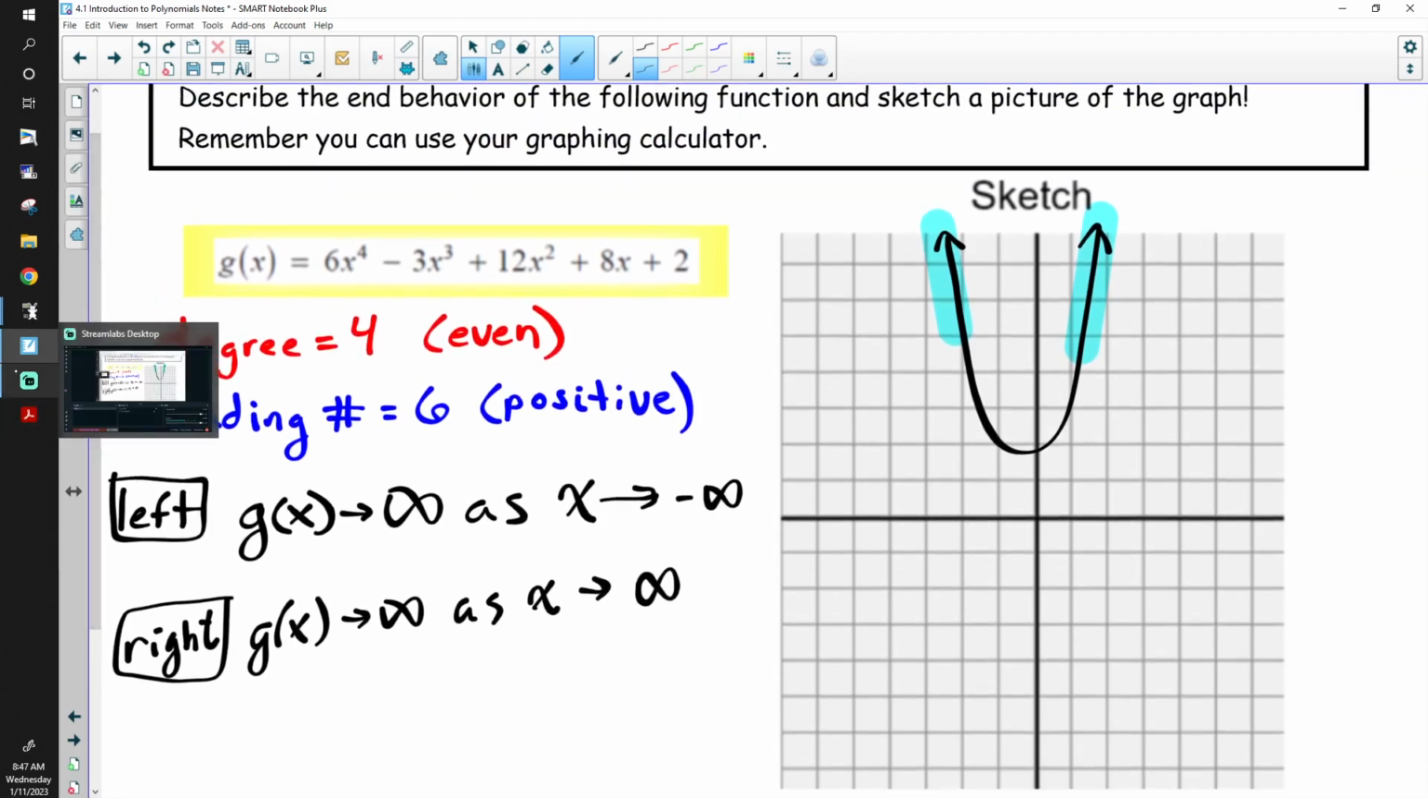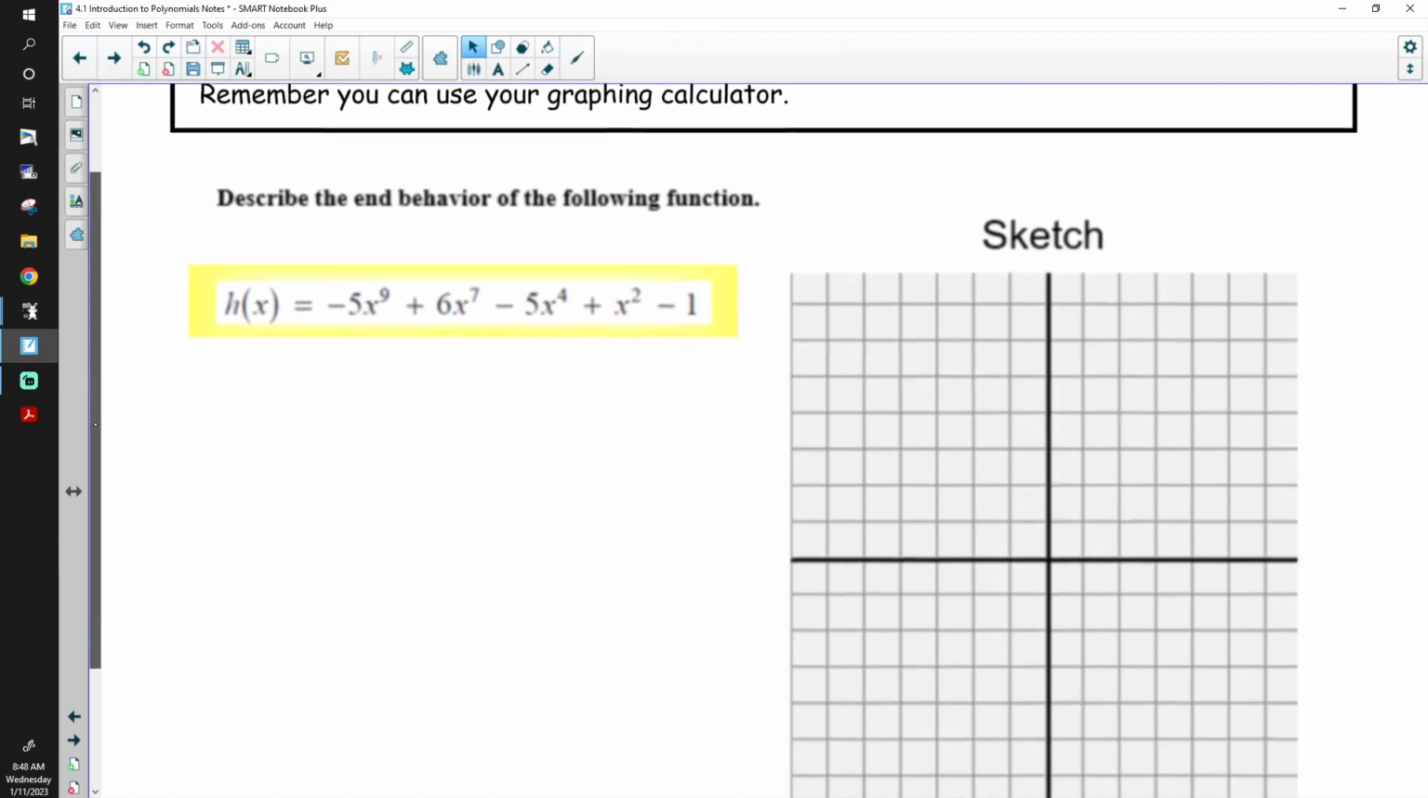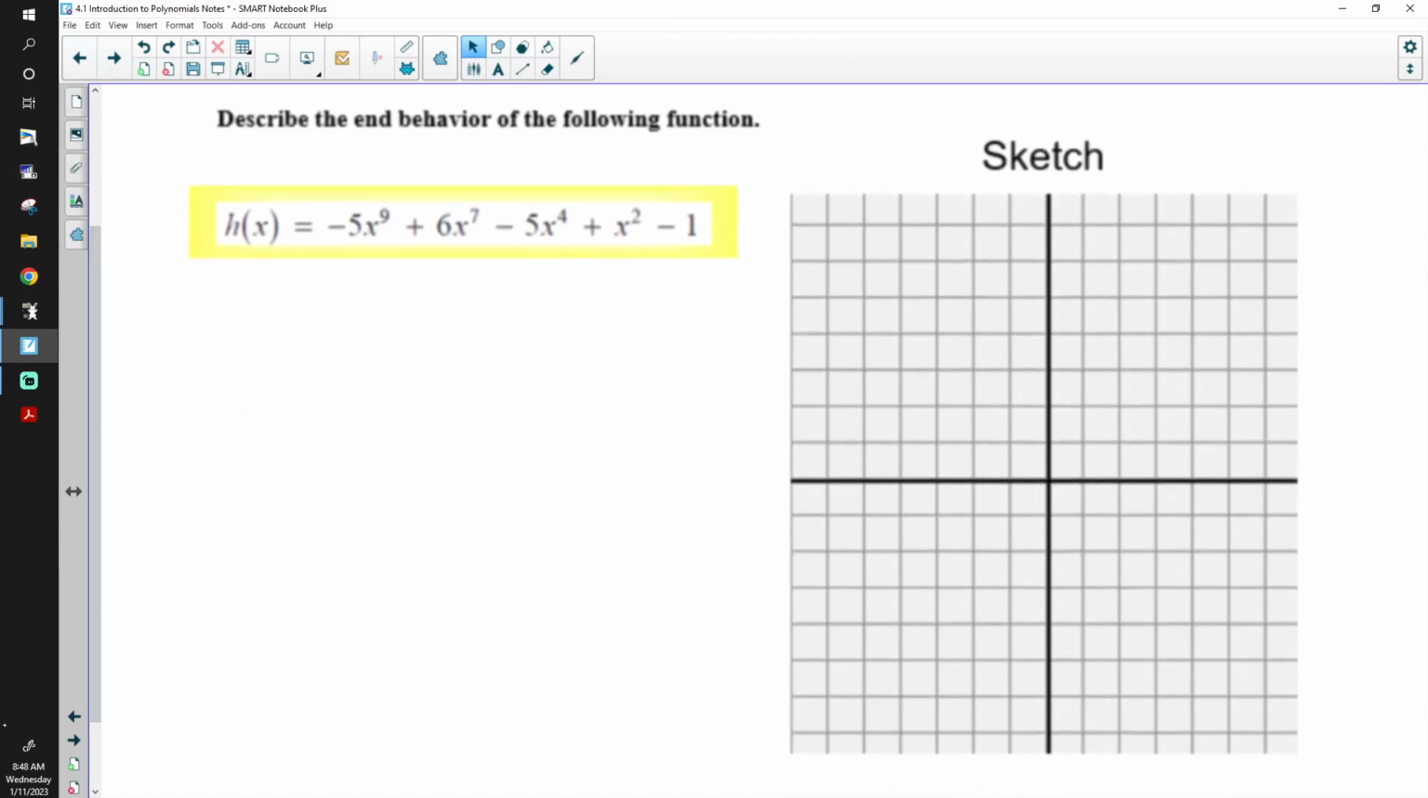All right, what do we got? One more? One more. Okay. Ooh. 9th degree. A ninth degree polynomial is called a nonic, if you didn't know. Our leading coefficient, our leading number, the only thing we care about for end behavior, is negative 5x to the ninth. Means my degree is 9.